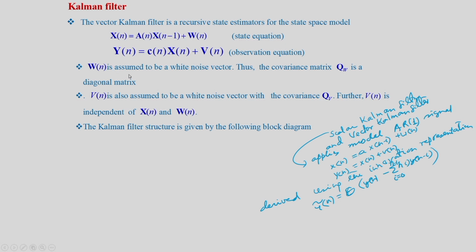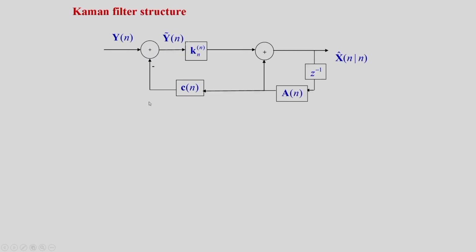So, Wn is assumed to be a white noise vector, thus the covariance matrix QW is a diagonal matrix. Vn is also assumed to be a white noise vector with covariance matrix QV. Further, Vn is independent of Xn and Wn. The Kalman filter structure is given by this block diagram.